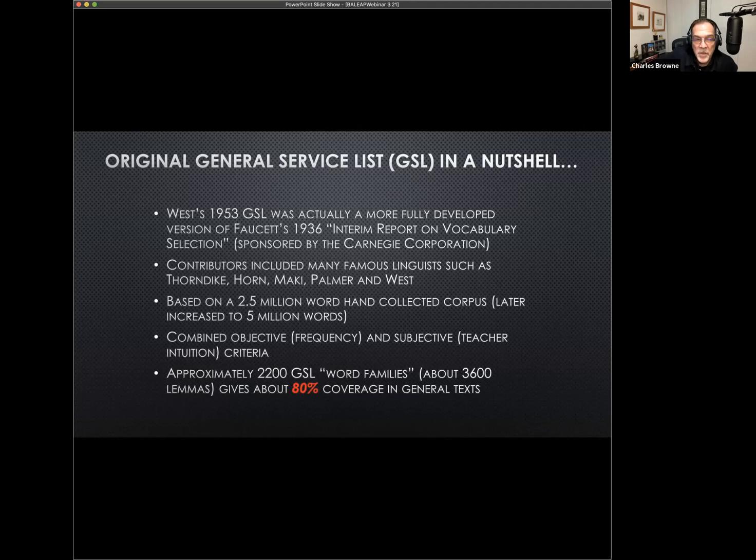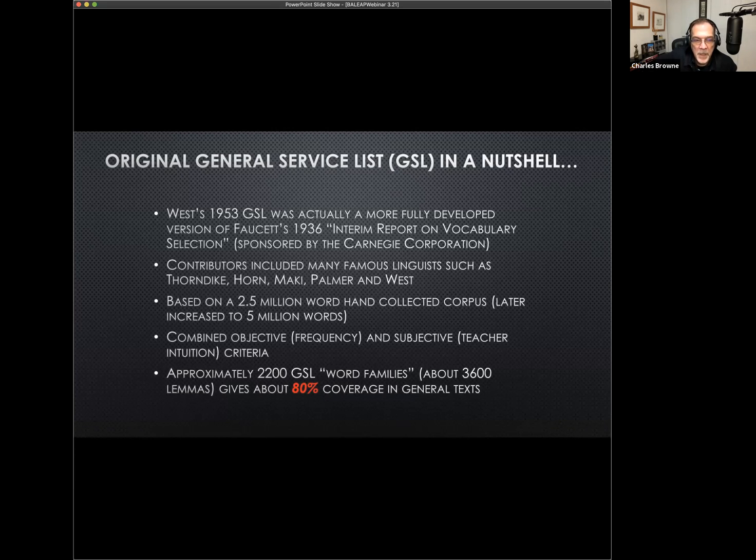The original general service list was published by Michael West in 1953, but actually the first version of the list was published in 1936. So there were 17 years of work and development before they finalized the list. Many famous linguists from around the world, Thorndike, Mackey, Palmer, Horn, all of these really amazing linguists were working on this multi-year project. They had funding from the Carnegie Corporation.